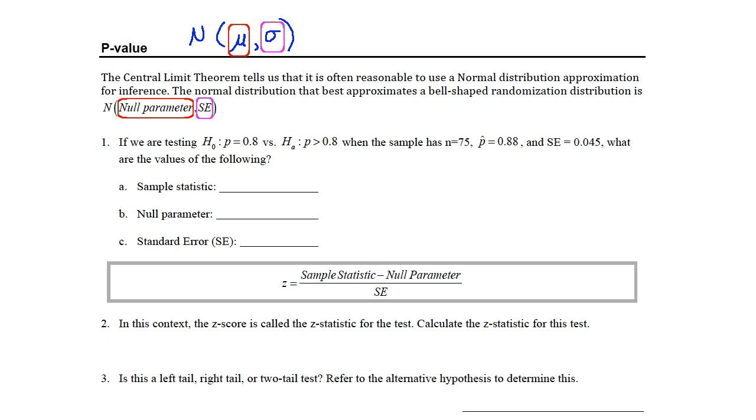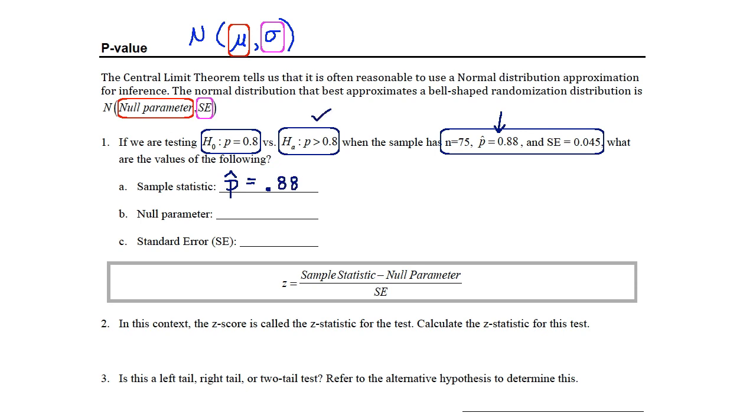We'll look at a simple example here involving one proportion with null hypothesis that the proportion is equal to 0.8, a one-sided alternative hypothesis that the proportion is greater than 0.8, and some of these details about our sample here. So let's just sort out the details. First of all, our sample statistic is this one here, our p hat equals 0.88.